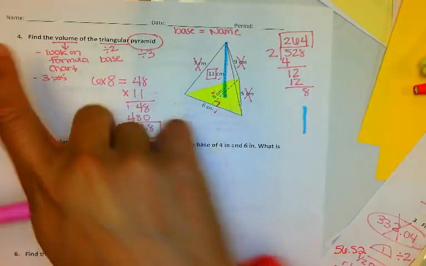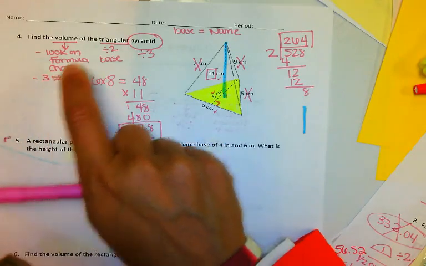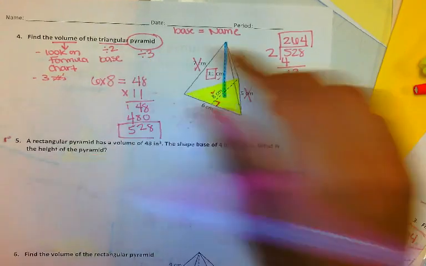Well, let's go back and check. I looked at my formula chart. Yes. I got 3 numbers. Then I multiplied together. Yes. I divided by 2 because that's my base. Yes. Did I divide by 3? Nope. Now I'm going to divide by 3.